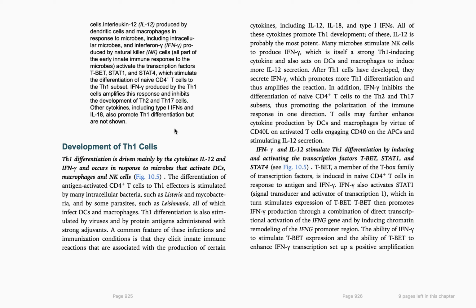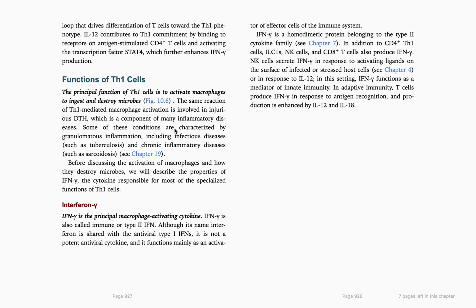The ability of interferon gamma to stimulate TBET expression and the ability of TBET to enhance interferon gamma transcription set up a positive amplification loop that drives differentiation of T cells toward the Th1 phenotype. Interleukin 12 contributes to the Th1 commitment by binding to receptors on antigen-stimulated CD4 T cells and activating the transcription factor STAT4, which further enhances interferon gamma production.